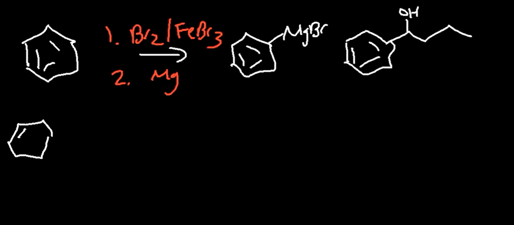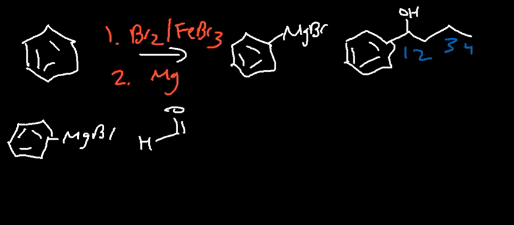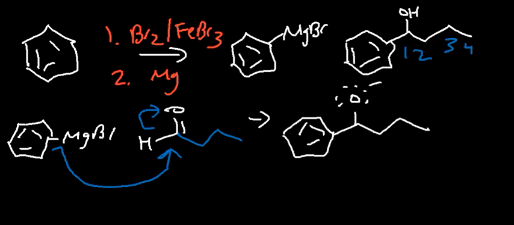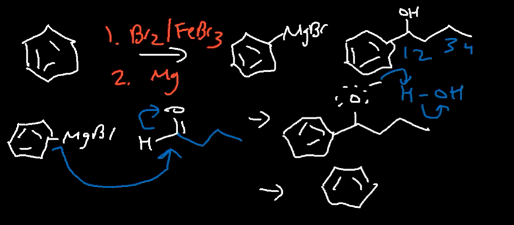So once we have phenylmagnesium bromide, we can react it with an aldehyde. So basically, we need a 4-carbon aldehyde. So 1, 2, 3, 4. So what's going to happen is this Grignard is going to attack the carbon, and that pi bond is going to break. So initially we have an alkoxide ion, and then followed by H3O+, or even water. Water can work. This is going to grab a hydrogen, expel hydroxide. And so now we have this product.